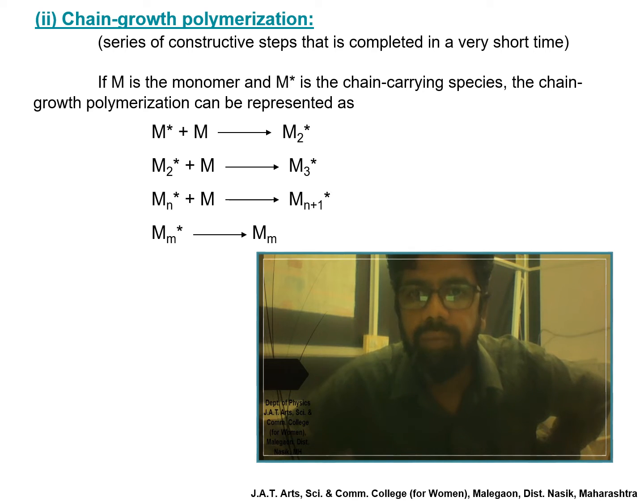In this, if M is the monomer and M star is the chain carrying species, then chain growth polymerization can be represented by the following equation. In the equation, we can see M star plus M gives M2 star, and M2 star reacts with another monomer to give M3 star. Similarly, up to the nth, and this means we are going to talk about the final product. Now, apart from this, we will talk about the polymerization and deposition mechanism.